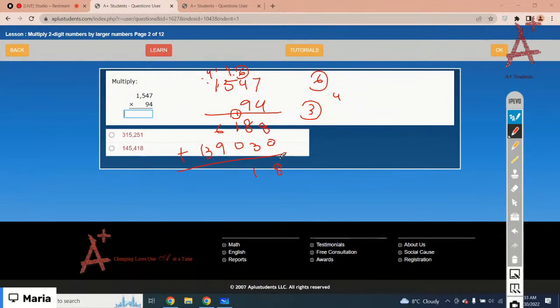Okay, just add 8 plus 0, 8. 8 plus 3, 11. 1 and 1 carry. 1 plus 1 is 2. 6 and 9, 15. 5 and 1 carry. 3 plus 1 is 4 and 1.